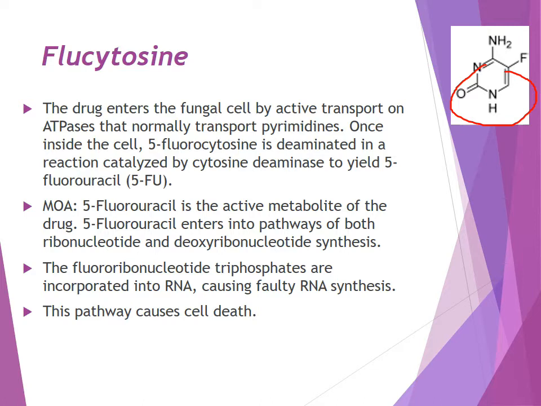So that's the mechanism of action of our flucytosine. Usually, flucytosine is used in combination with amphotericin B for the treatment of systemic mycoses and meningitis caused by Cryptococcus neoformans and candidiasis. Why with amphotericin B? Remember, the mechanism of action of amphotericin B is pore formation. It makes holes in the fungal cell wall, so once there are holes, the penetration of flucytosine into the fungal cell is faster.